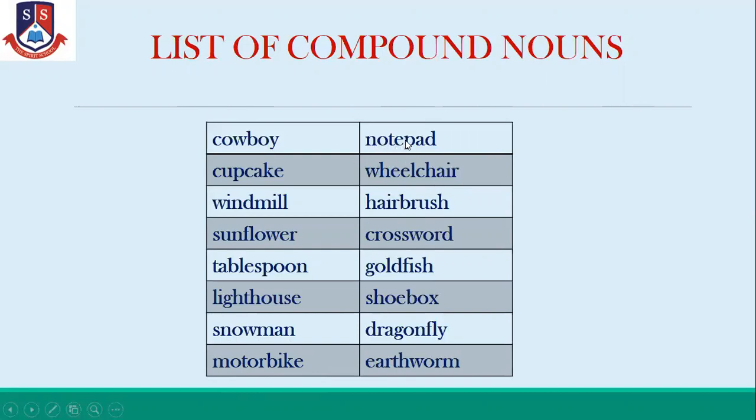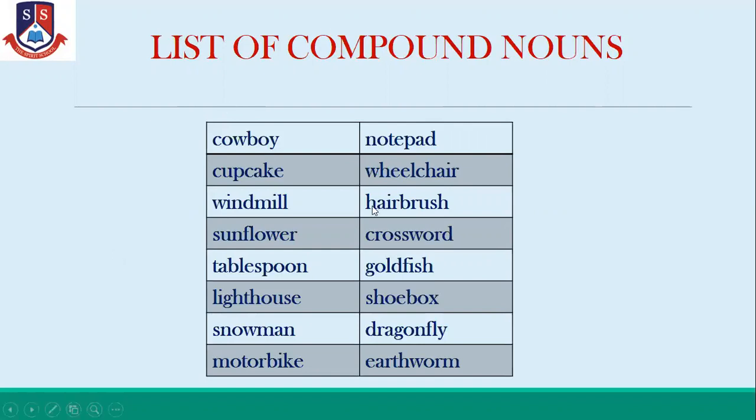N-O-T-E, note, and P-A-D, pad, it becomes notepad. First word in this long word is wheel, W-H-E-E-L, wheel, and second word is C-H-A-I-R, chair. And when we join together and when we pronounce this word, it becomes wheelchair.